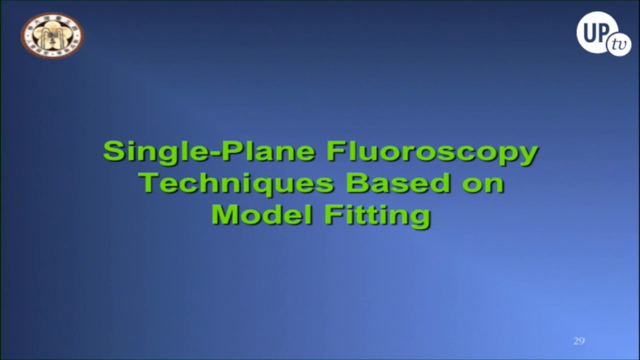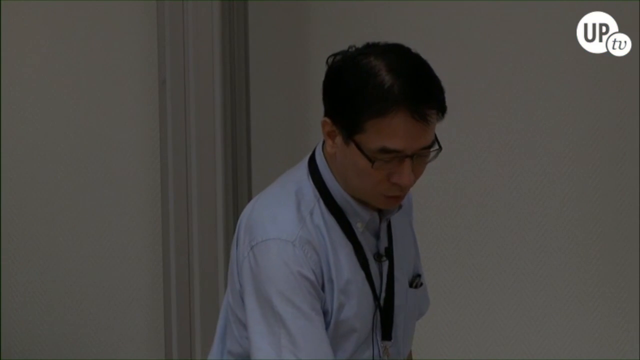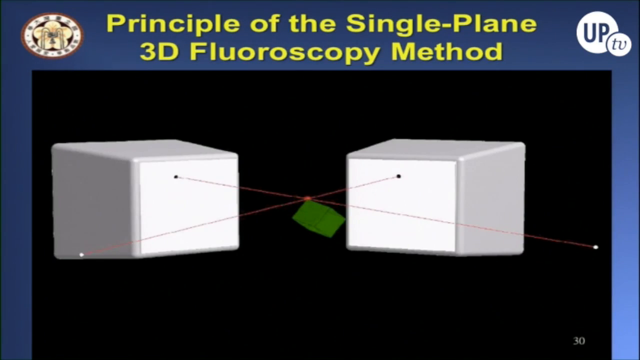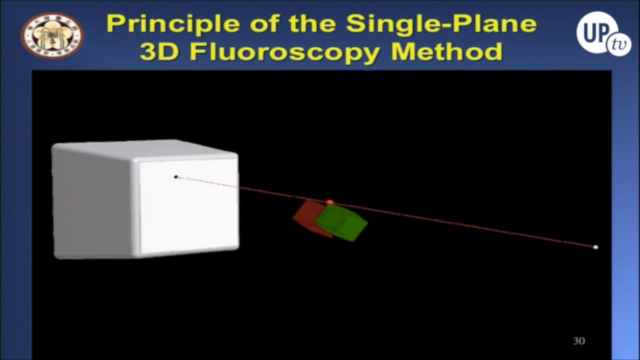So we started to think, what can we do to reconstruct the motion using only a single fluoroscopy? The idea is that if you have two X-ray sources and a point in space, then with the intersection of the two lines, you determine the position of the marker in space. That's not a problem. If you only have one camera, one X-ray source, a point on the image can mean infinite possibilities of the object in space.